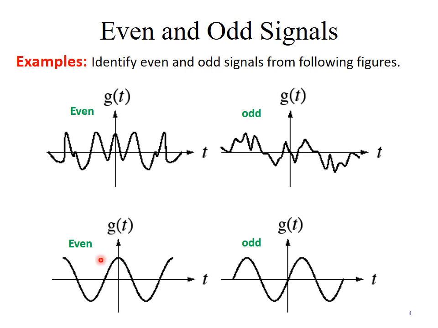And similarly, here this signal has the same pattern on the right hand side of the vertical axis and on the left hand side of the vertical axis. Therefore, this is also an even signal.